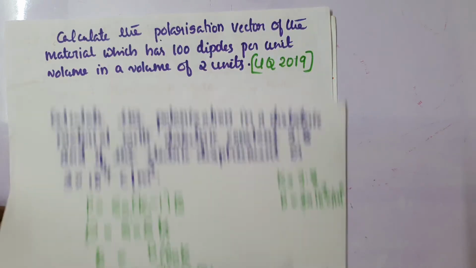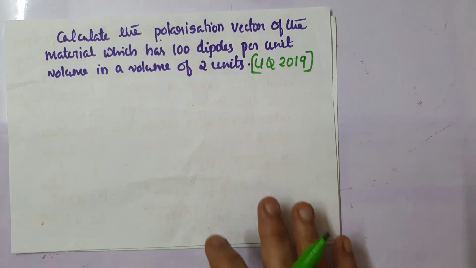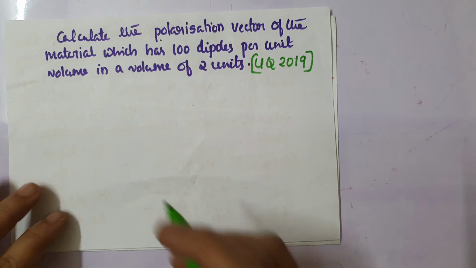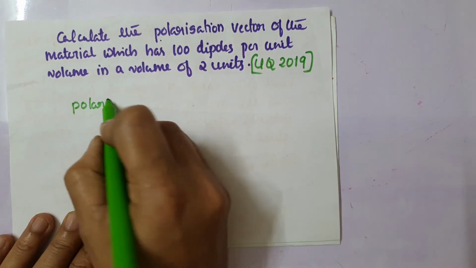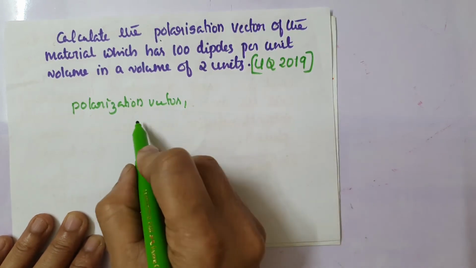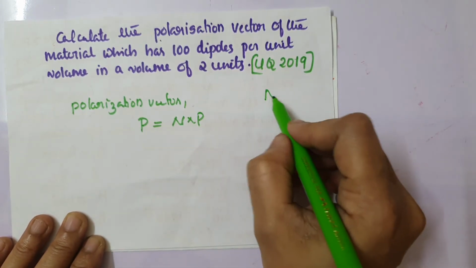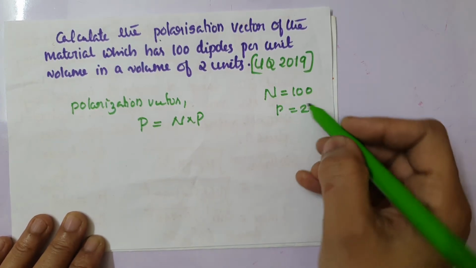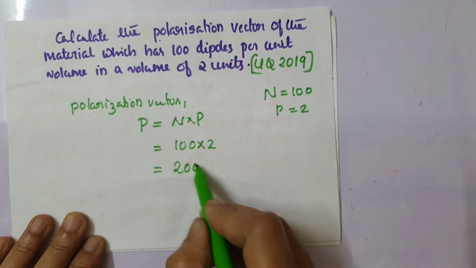Then the second question is, calculate the polarization vector of the material which has 100 dipoles per unit volume in a volume of 2 cubes. That is, the polarization vector P is equal to N into the dipole moment. Here N is given as 100 dipoles and the dipole moment is 2 units. Therefore the polarization will be 100 into 2, that is 200 units.